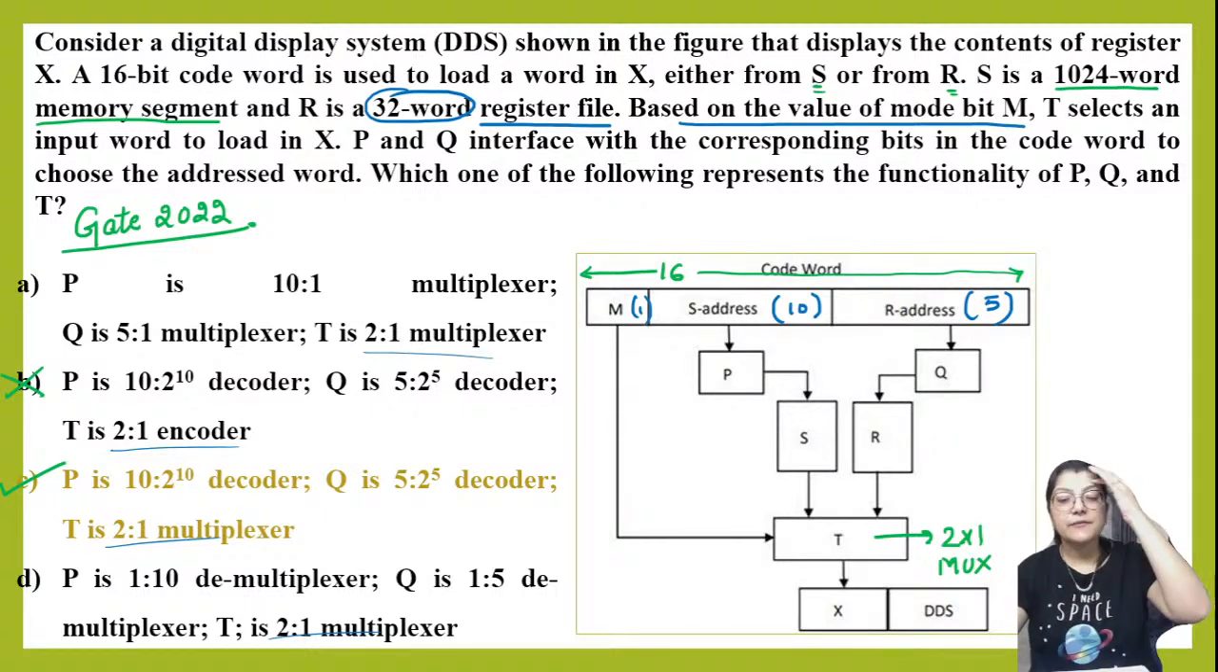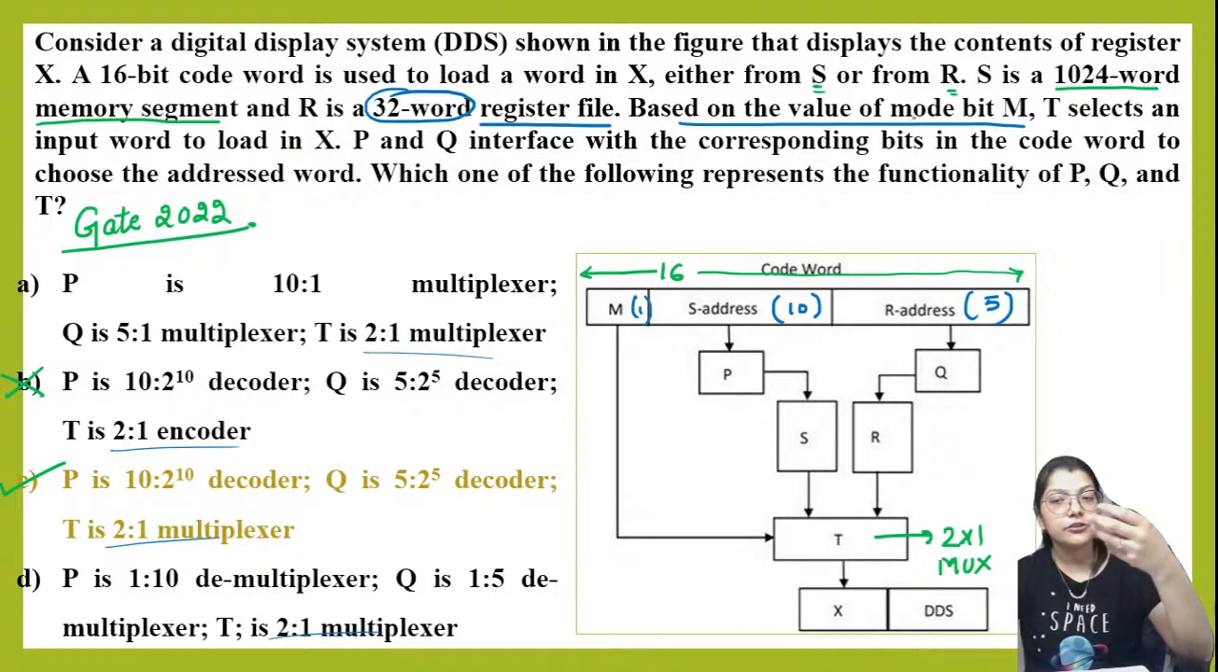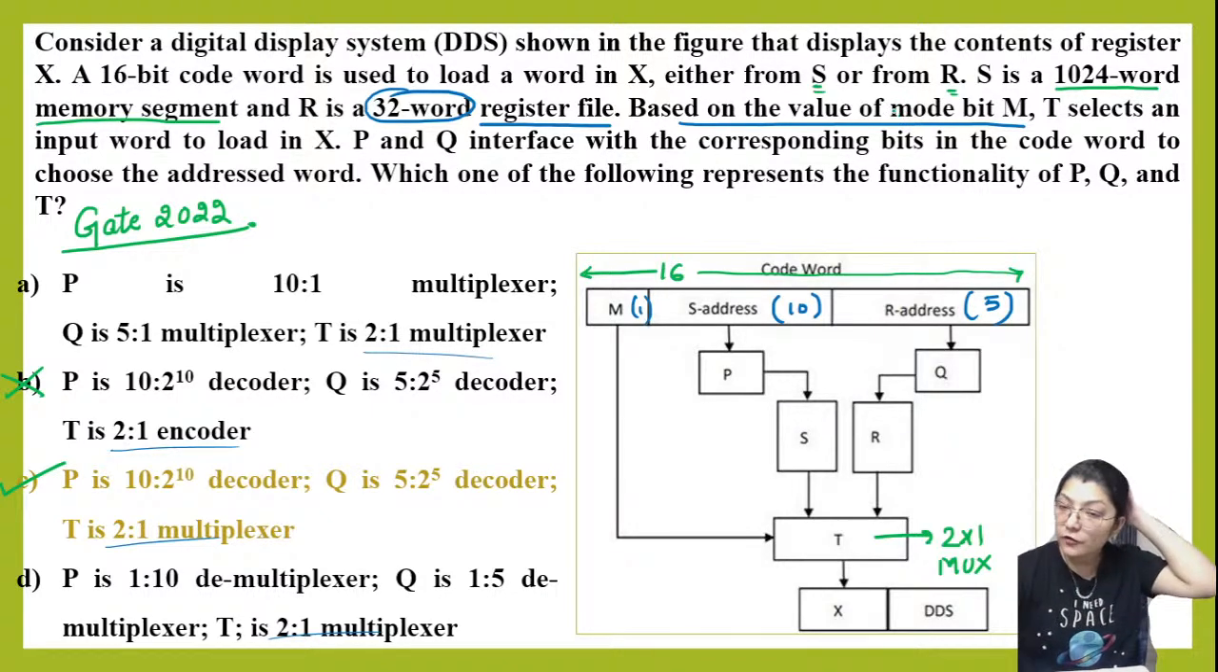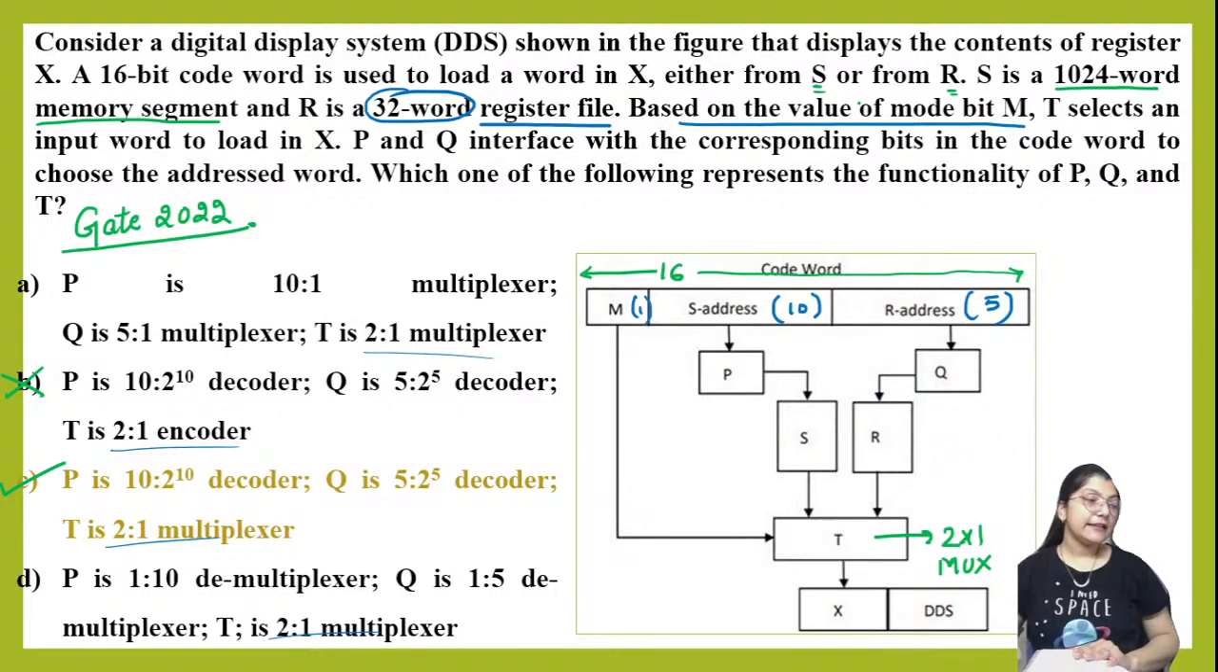Did you understand this concept? Why have we taken t as a multiplexer? Because they have very clearly mentioned that on the value of the mode bit, t will be selecting the input word. So they have clearly mentioned that m to t is a multiplexer, no doubt. Is it clear to everyone? Any doubt in this question?